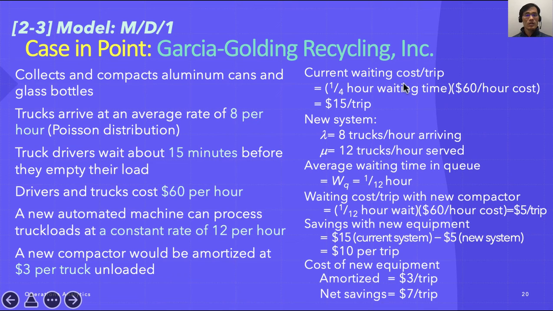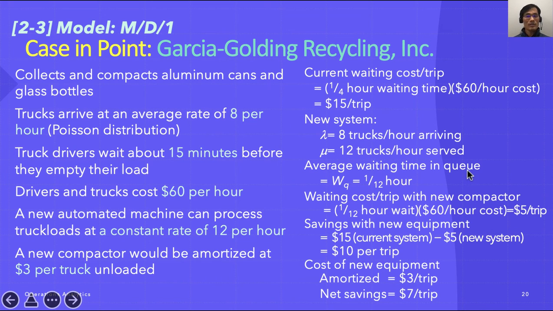The current waiting cost is 1/4 hour waiting time, which is 15 minutes, times the $60 per hour cost right here. So that's a waiting cost. So it's about $15 per trip that is being wasted at this moment. And for the new system, if we adopt it, lambda is 8 trucks per hour arriving, so that's a Poisson distribution. And mu is constant, so 12 trucks per hour can be processed.